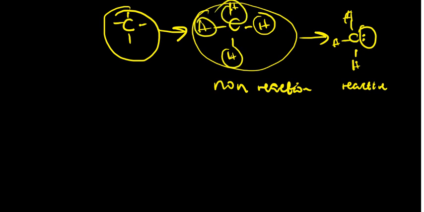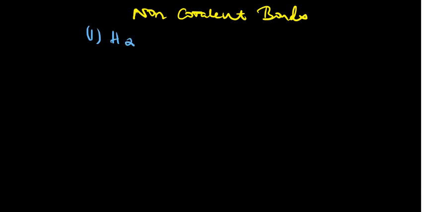The next thing that we are going to talk about is the non-covalent bonds. Under these bonds we have the four main types. The first one we'll talk about is hydrogen bonding. The second one we talk about is van der Waals.